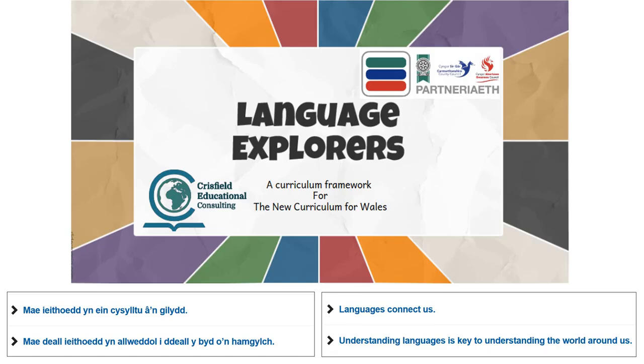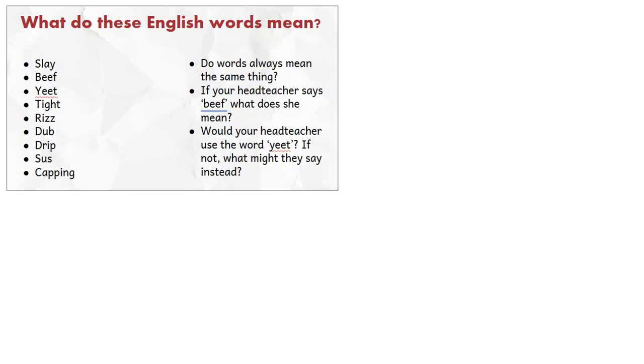It's a series of lessons, PowerPoint slides that help children link language to identity and really explore some of these themes from the new curriculum. And there's some lovely activities in there that help them look at comparison. So for example, what do these English words mean? So all of these different words that children might use today compared to what we as adults, they could say to your head teacher, what do you think beef means?